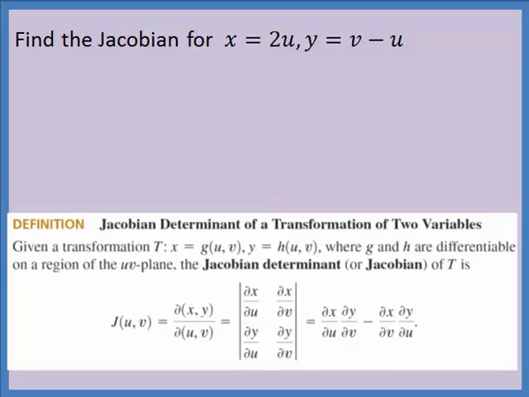Next, we need to compute the Jacobian. So we need to find these partials, x partial u, x partial v, y partial u, y partial v. Find those partials, set up the determinant, and then evaluate. And I get a Jacobian of 2.